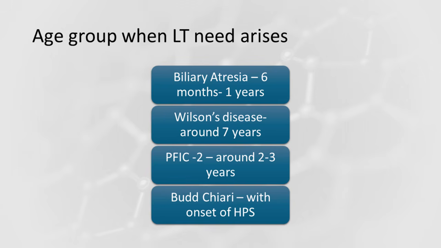You tell them, let the weight increase. We want an optimum weight of 10 kilo, but if not, at least 8 kilo, 7 kilo before the child is taken up for surgery. So you will have very early indications with biliary atresia.